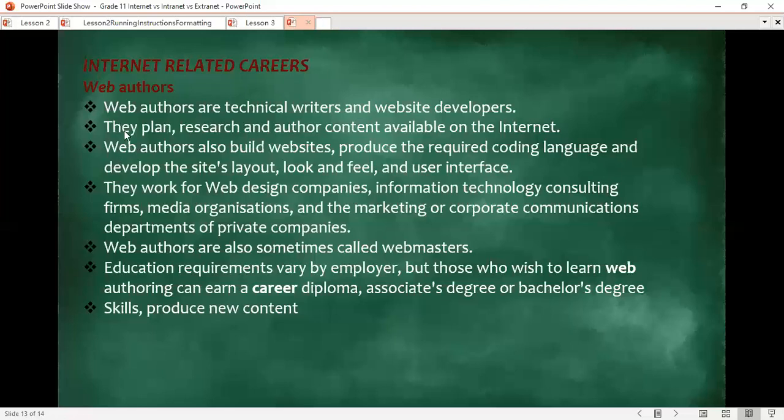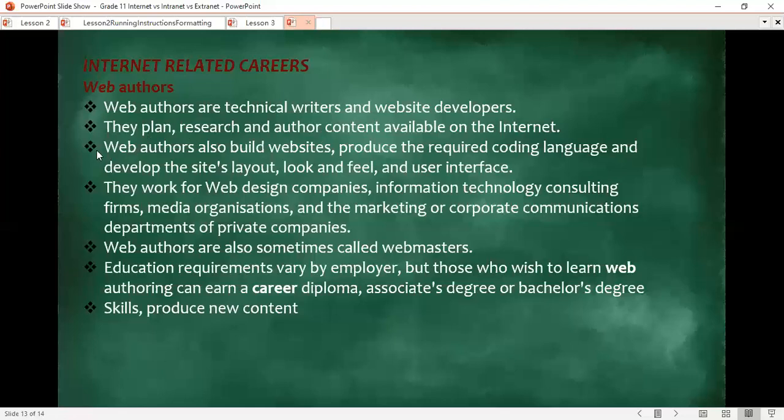Okay, let's go to the second point. They plan, research, and author content available on the internet. So what they need to do here is plan and research, and then they will write the content that is available on the internet. These people just need to be creative. Sometimes you may find good writers like freelancers, so they need to be creative.